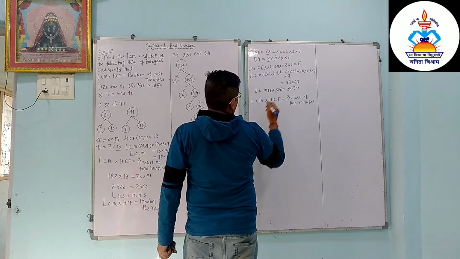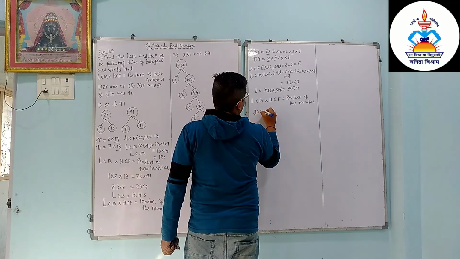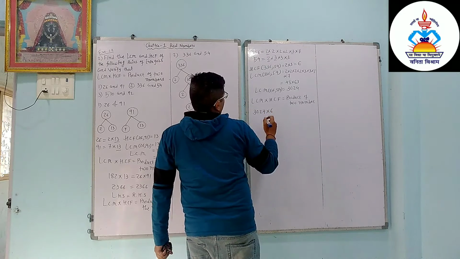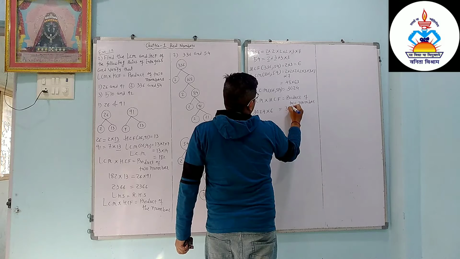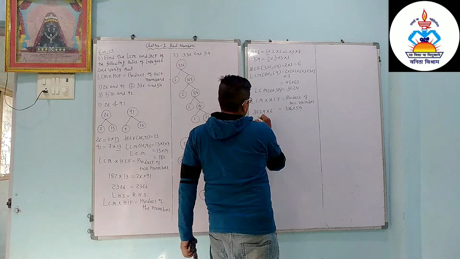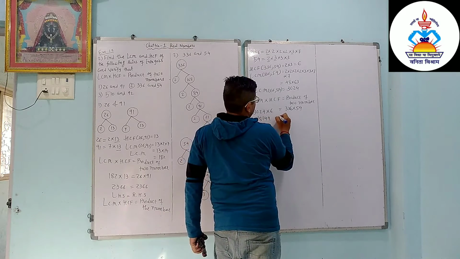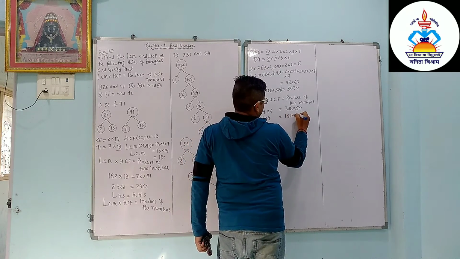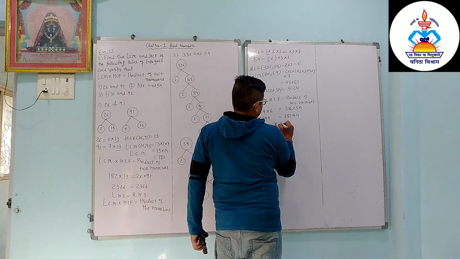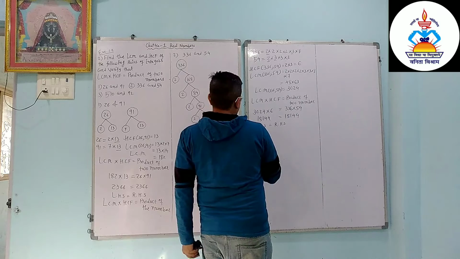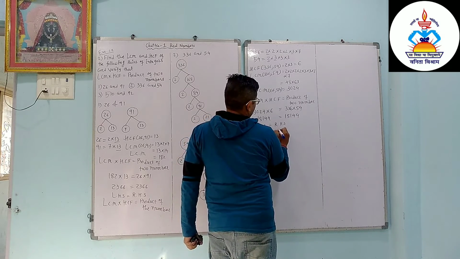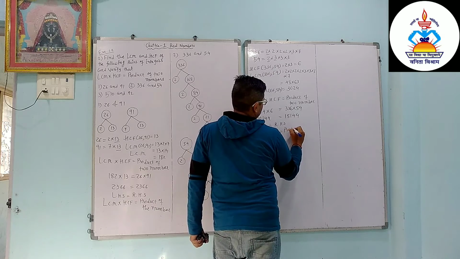Okay, LCM we have 3024, HCF we have 6, and 336 and 54, both product is 18144. 18144. So we can say that LHS equals RHS. So we can say that LCM into HCF equals product of two numbers.